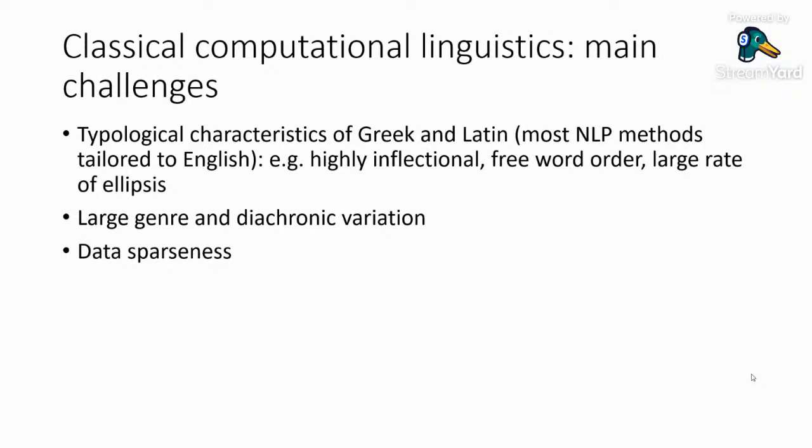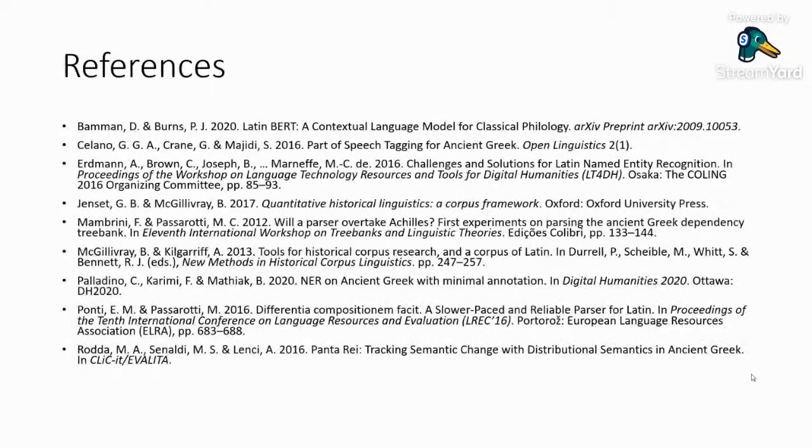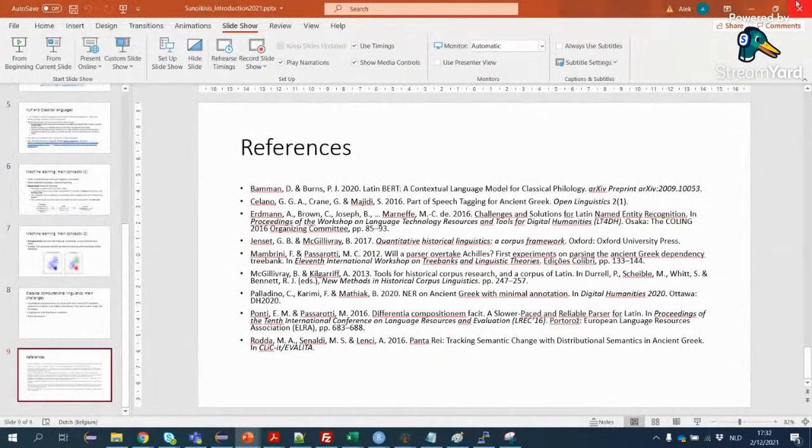We simply don't have as much data for Greek and Latin as for the modern language, which implies that we have to find methods that can learn useful things about language without as much data as we are used to for modern languages. Okay, so like I said, a very brief introduction. So now let's go to the first case study, which will be presented by Martina.